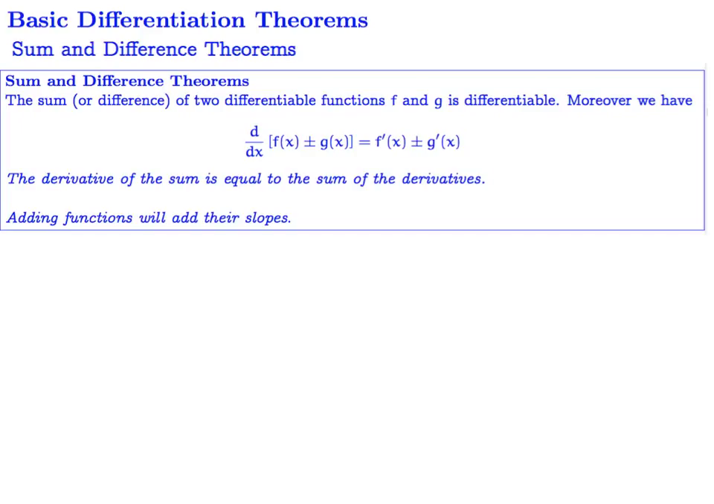Basically, a way to think about this is adding functions will add together their slopes, right? Derivative is just a big idea of calculating slopes, rates of change, and that's what this theorem says, that you do them independently of each other. So let's look through the theorem to see why this is true with a little proof.